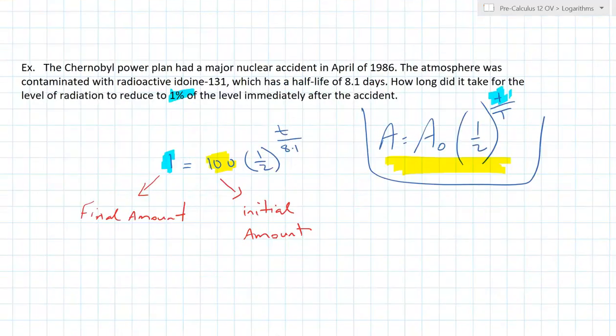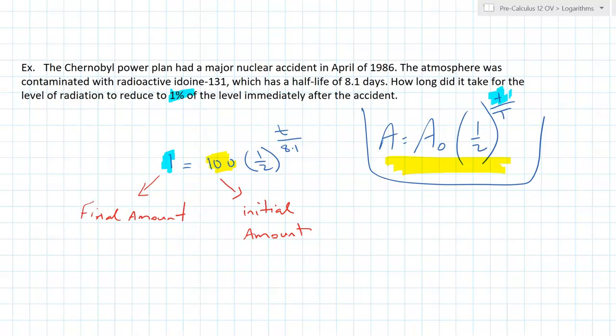So this is an example of a half-life. The Chernobyl power plant in 1986. You can actually look it up. This is a true story, unfortunately. The explosion there basically contaminated the area with iodine 131, radioactive iodine 131, and the half-life of that is 8.1 days. All right, so that means it takes 8.1 days for the amount of that contamination to drop to half of what it started with.